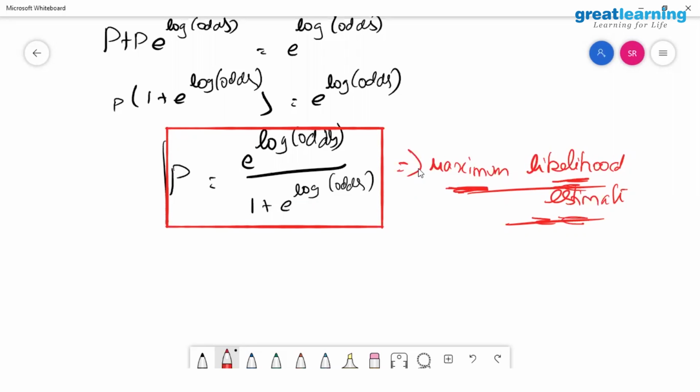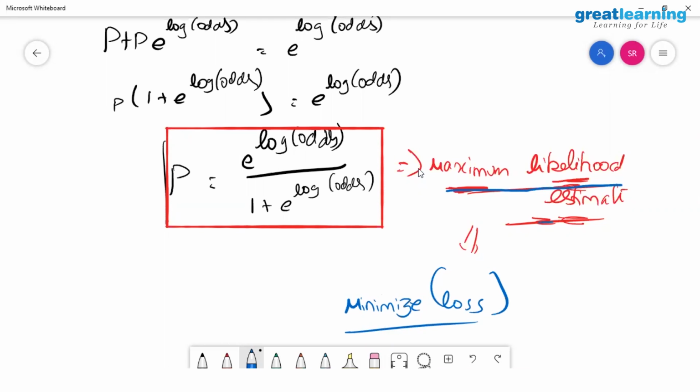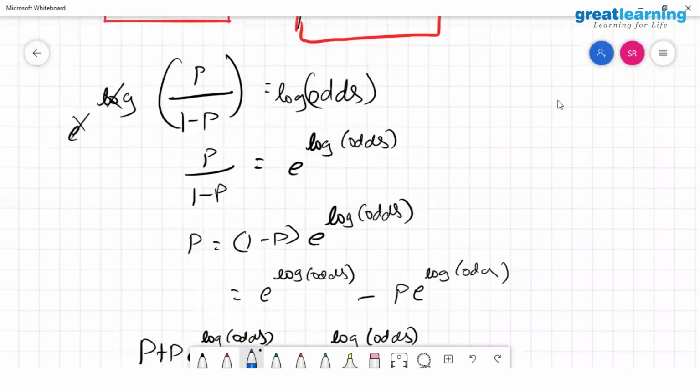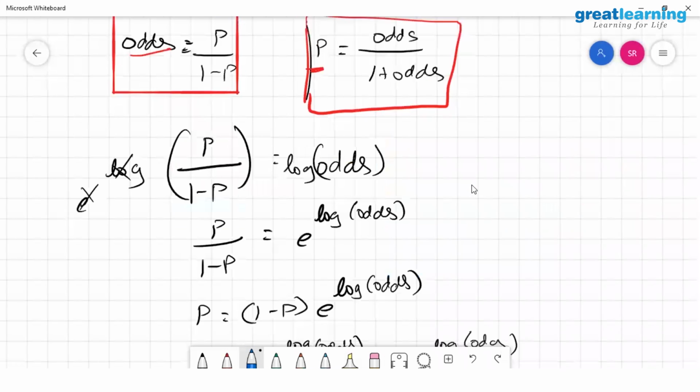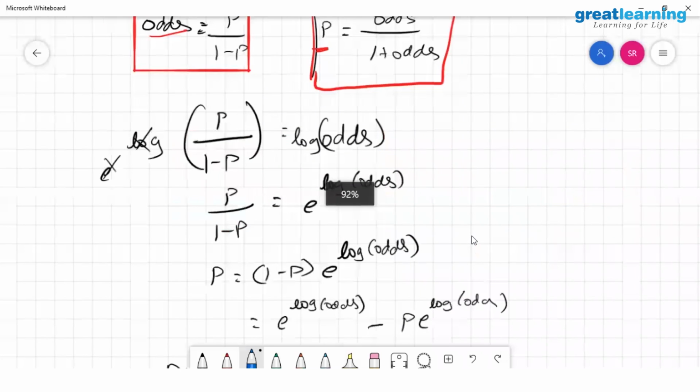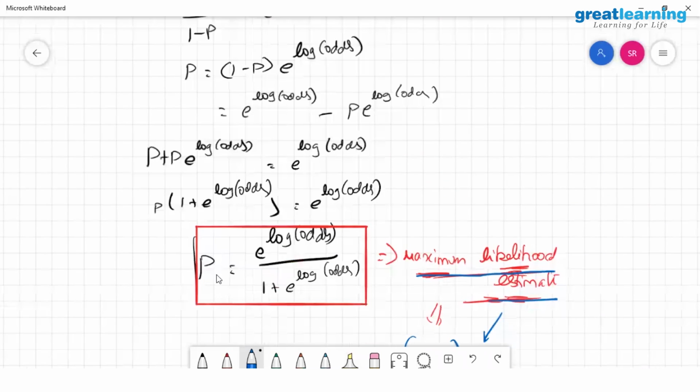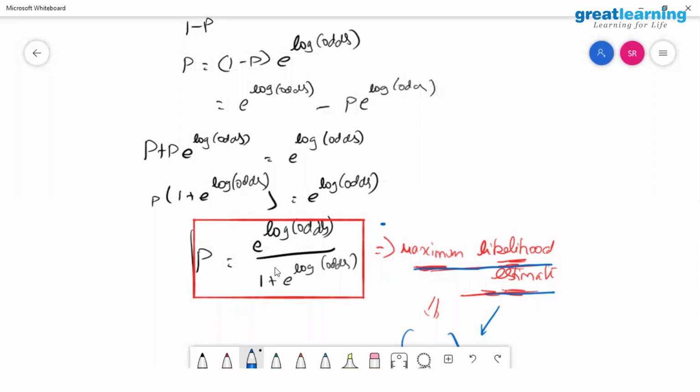If I maximize the likelihood estimate, I'm going to minimize the loss. So my objective here is to maximize the likelihood estimate so that my loss term is minimized. As simple as that. I've taken this log odds formula and added an exponential term to it, the log term and an exponential term, and based on that I've derived the P value. We call this the maximum likelihood estimate, or the famous sigmoid function.